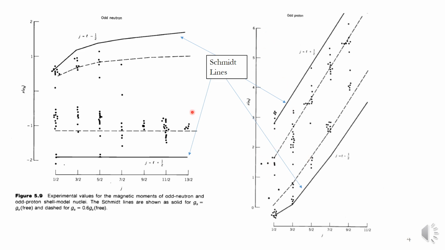Okay, so you can see these Schmidt lines, even though they are not exact, are displaced by some amount, but they almost match with the experimental values, and there are some large errors in some particular cases. This is almost in line with the prediction of the shell model. Okay.